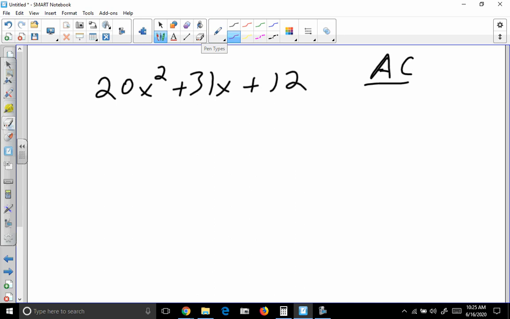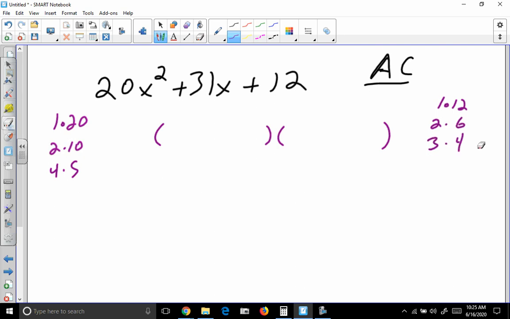Now let's take a look at this last one. If we were to try to do this by the method we've used on the other ones, it's called trial and error, where we try one and we see if it works. We try another one and see if it works. And that's perfectly fine. But notice if we try to do trial and error here, to get 20, that could be 1 times 20, or 2 times 10, or 4 times 5. 12 could be 1 times 12, 2 times 6, or 3 times 4.